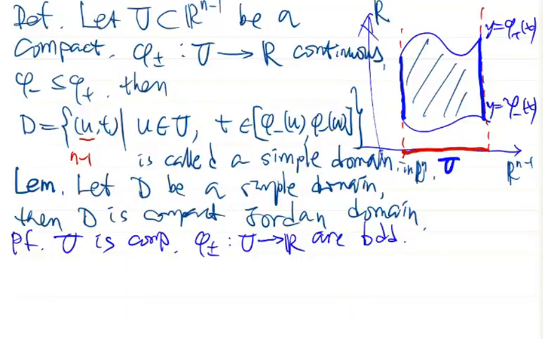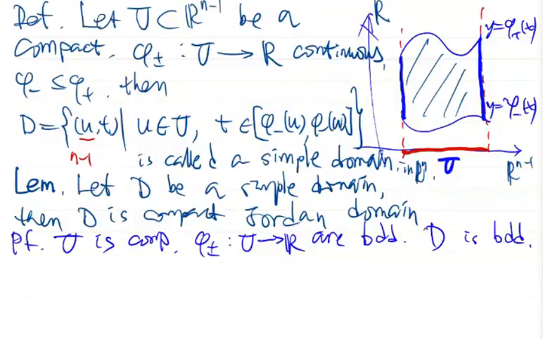Okay, these two functions are bounded. Because phi is bounded and U is also bounded, it is easy to see that the set D is bounded. So our conclusion is that D is compact, that is, bounded and closed. We already know that D is bounded because phi plus and phi minus are bounded. Now we need to prove that it is closed.